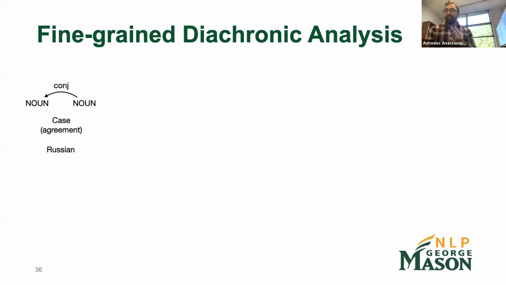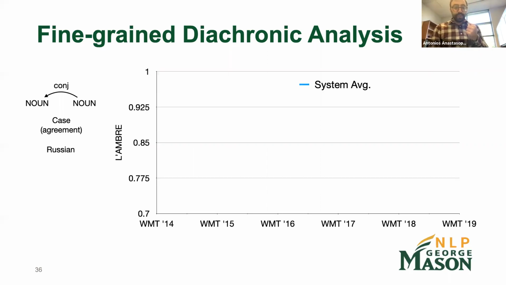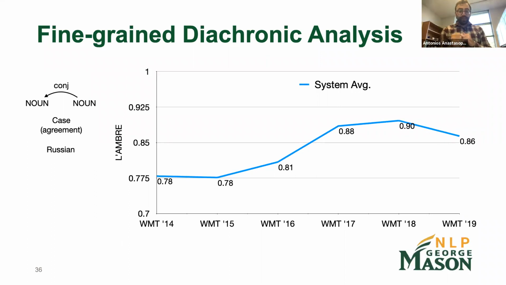So looking at some examples from WMT outputs for English to Russian translation, we can actually do a diachronic analysis and basically see how MT systems have gotten better at producing well-formed text. So, in 2014, the best system was around 0.78 as a score in handling case agreement between conjuncted nouns, whereas in WMT 18, it's closer to 90%.